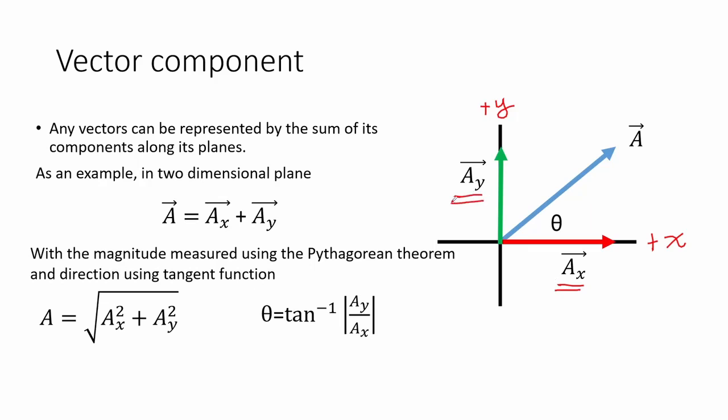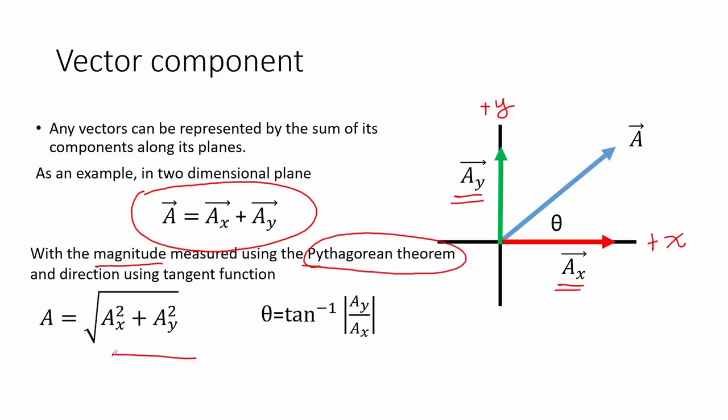Mathematically we see that vector A bar is the sum of Ax bar plus Ay bar. If we want to obtain mathematically the magnitude and direction, we use the equations. For the magnitude, it is the square root of the sum of the squares of its components.